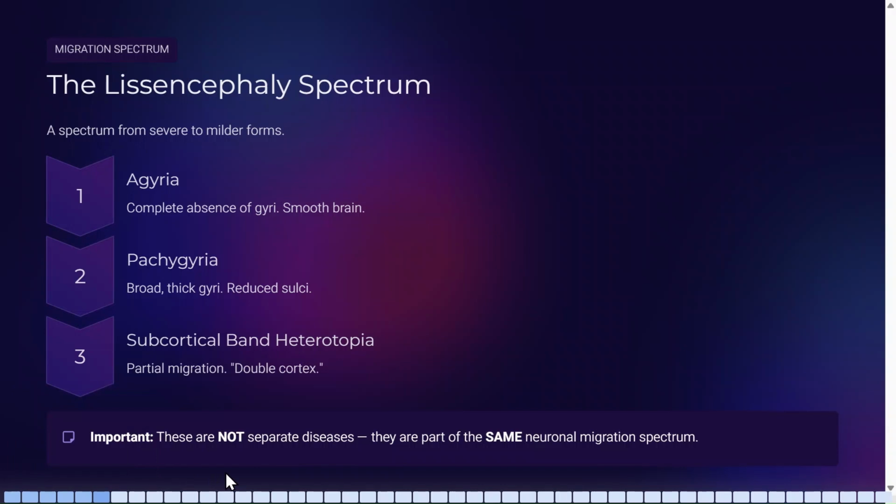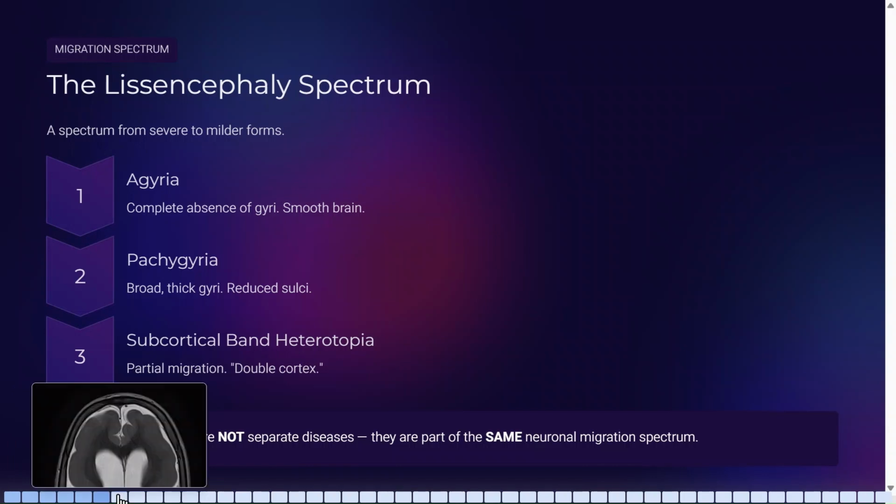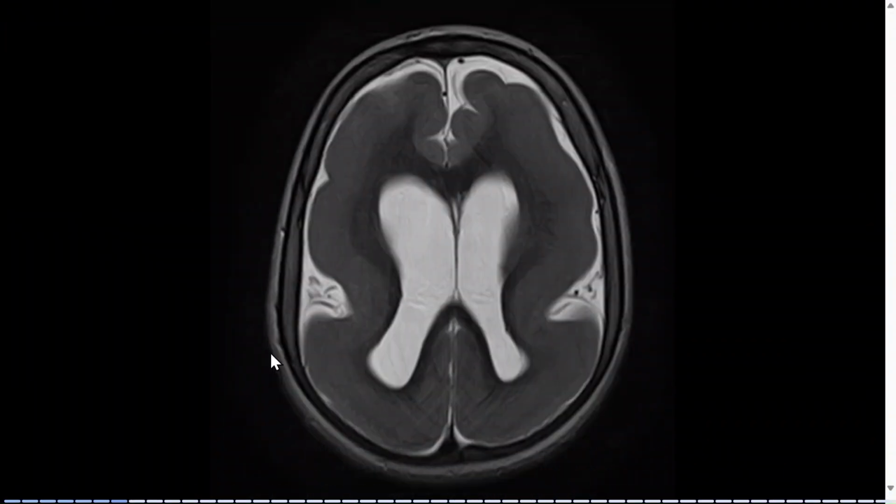So we need to know that this is severe to milder forms, and they all basically have the same core concept, the abnormality in migration. Now let's discuss some types, and let's have a review of this image.